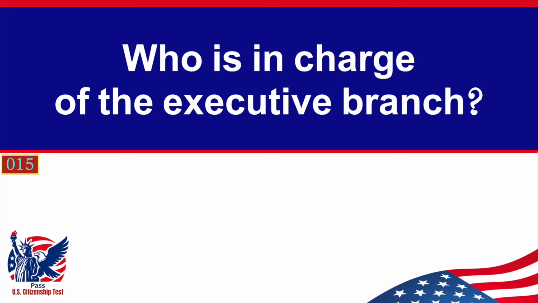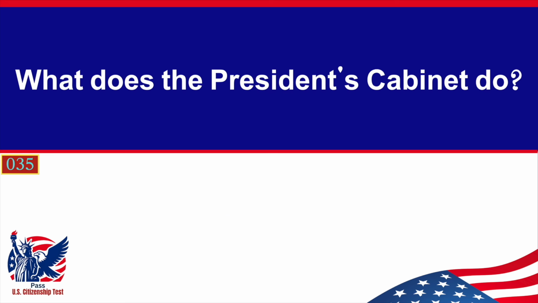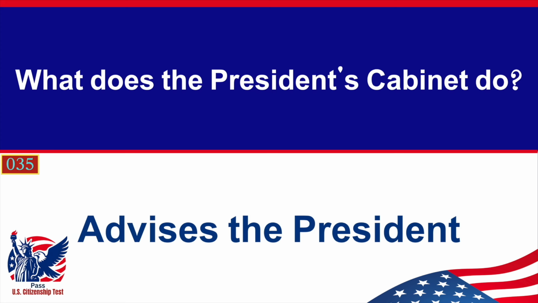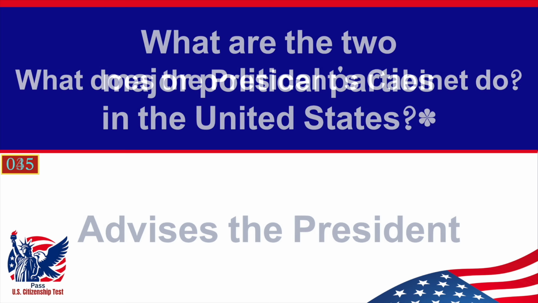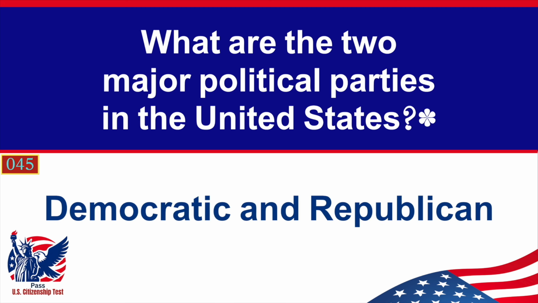Who is in charge of the executive branch? The President. What does the President's cabinet do? Advises the President. What are the two major political parties in the United States? Democratic and Republican.